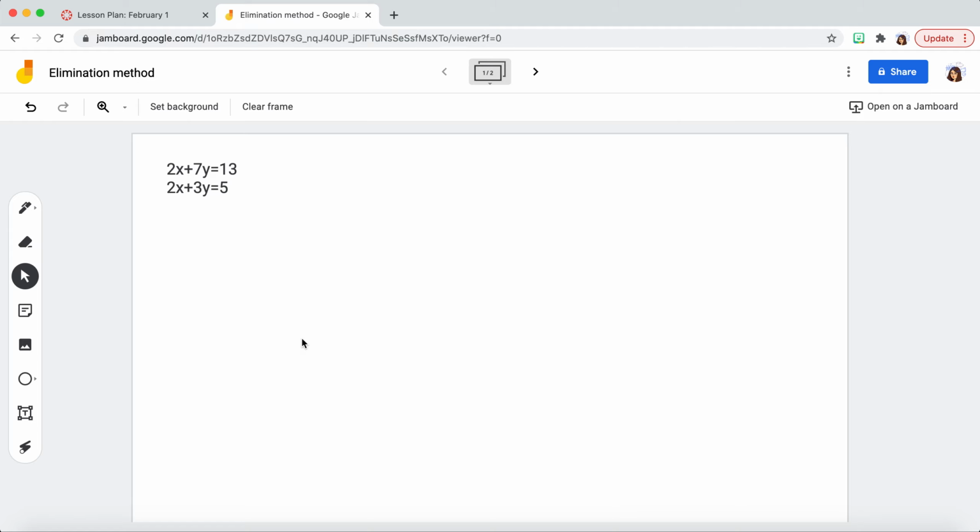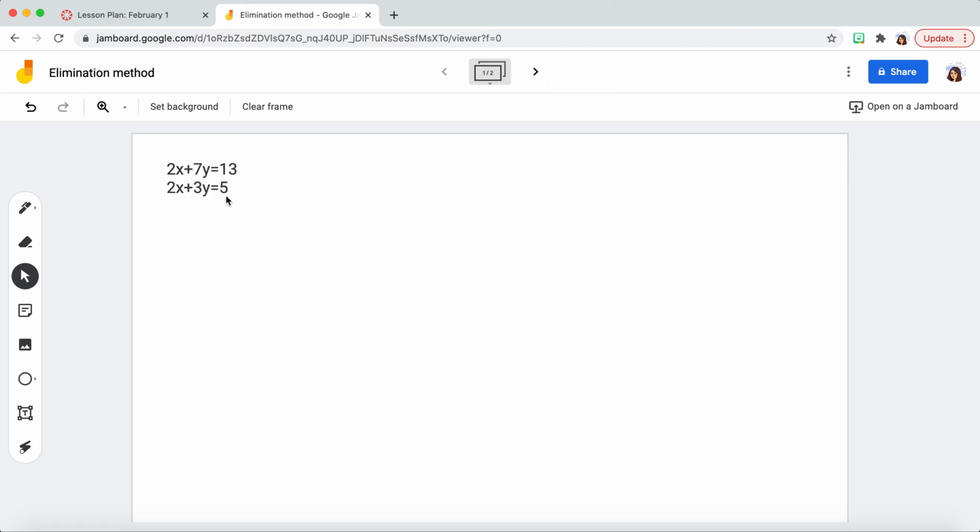Good morning. So I'm going to go over the elimination method just in case you need that extra help. I'm going to go over two examples. So this is the first one. We have 2x plus 7y equals 13, and we have 2x plus 3y equals 5.